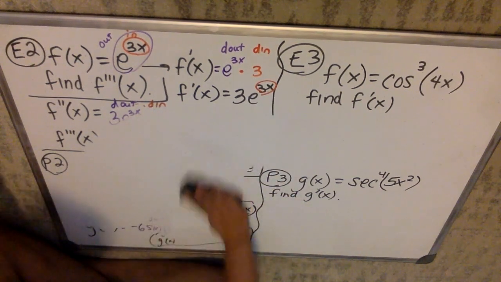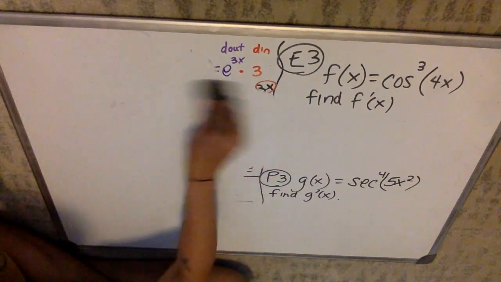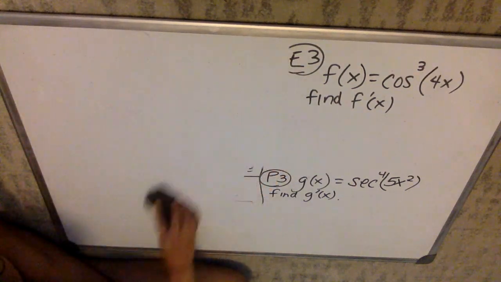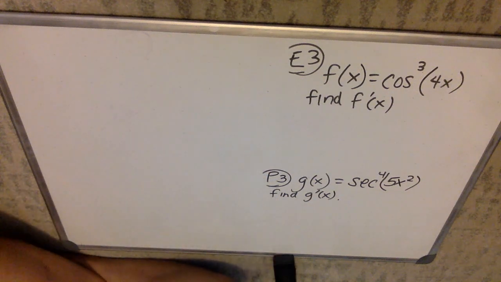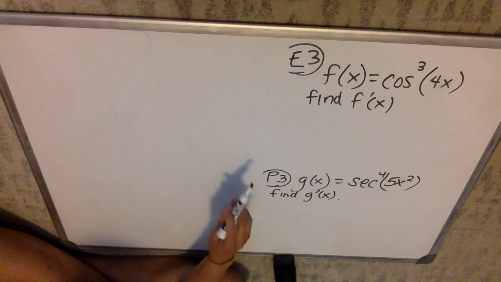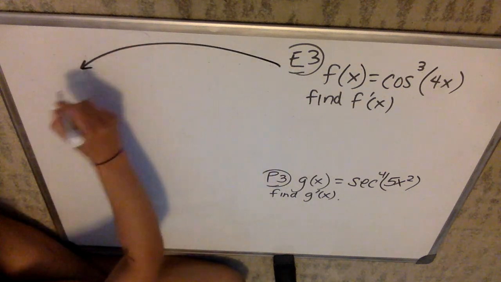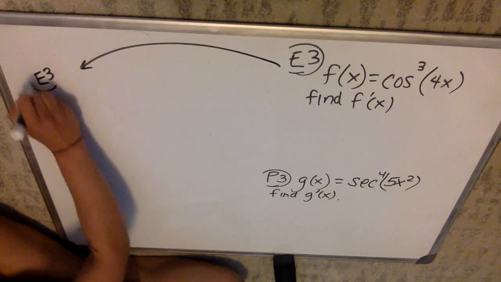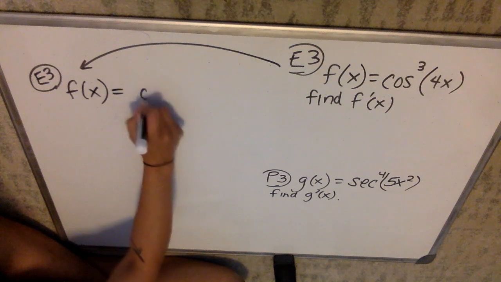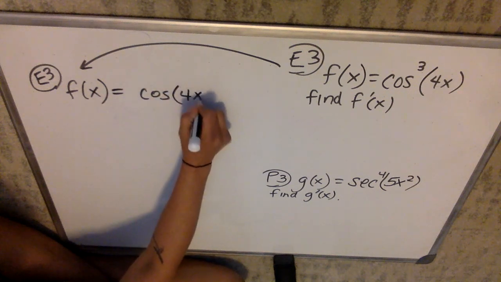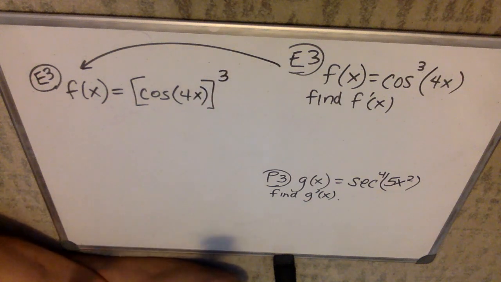All right, so when we talk about E3, I'm now going to give you a function where there are not two functions. There's not just an inside and an outside function, but there is a chain with 3 functions. So let's talk about E3. For E3, I'm given f of x equals cosine cubed of 4x. So the big important thing when we start doing E3 is that we need to realize what cosine cubed of 4x actually means. It means the cosine of 4x entire quantity cubed. That's how you would have to put it in a calculator, right?